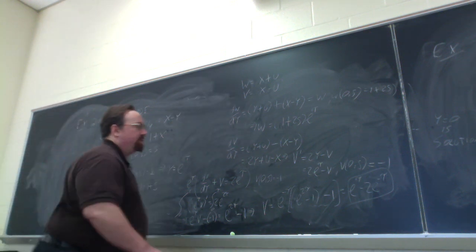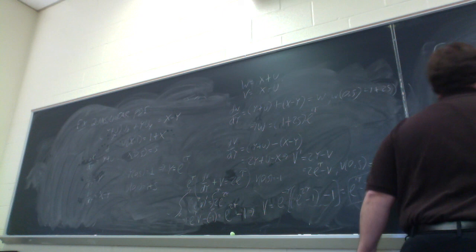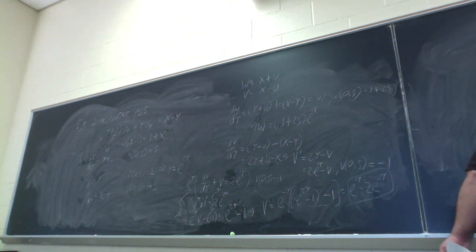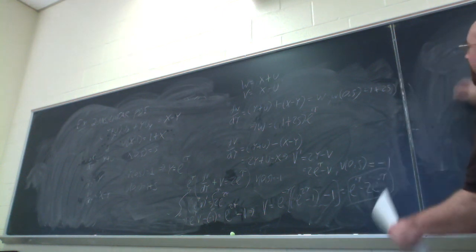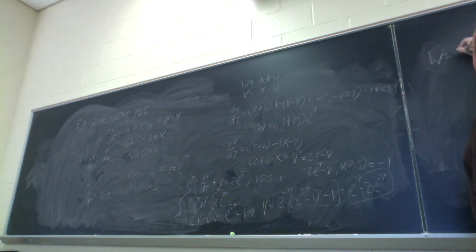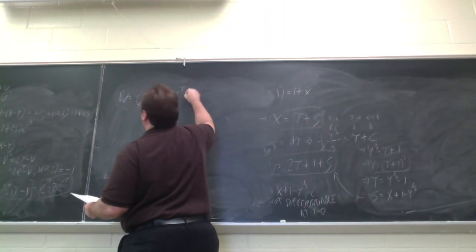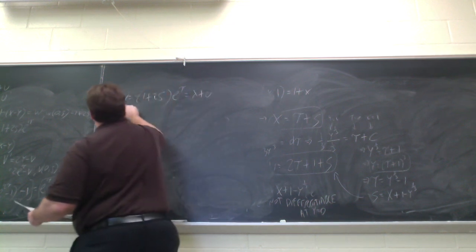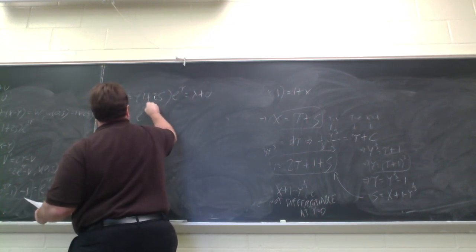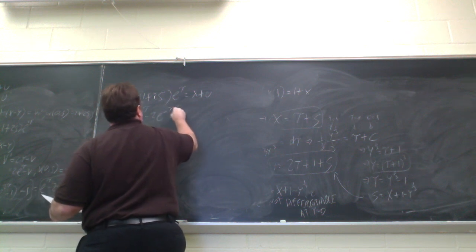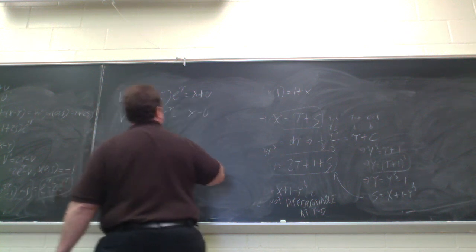So I need to invert that. Fortunately, that's not hard to do. So w is 1 plus 2s. Okay, barely doable. e to the tau, but that's equal to x plus u. v equals e to the tau minus 2e to the minus tau. That's equal to x minus u.